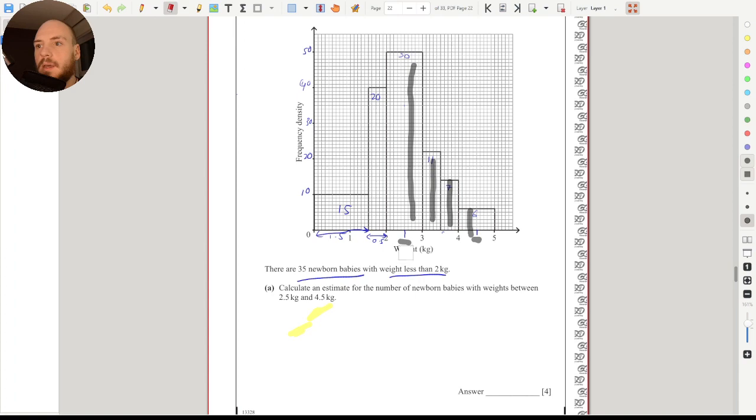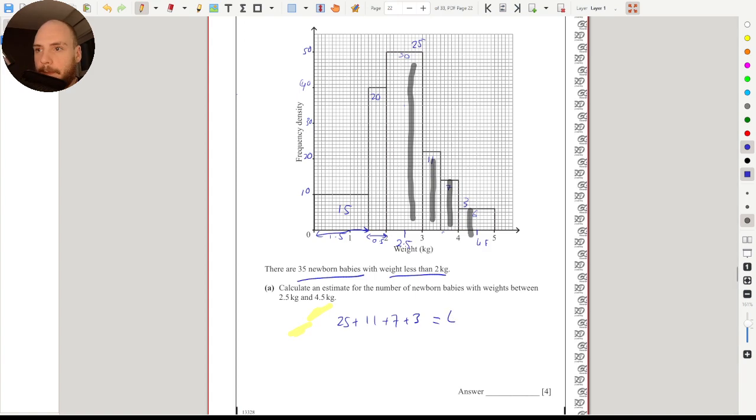Okay, so I'm going to rub that out, rub this out, get my pen, 2.5 here, and 4.5 here. I know this full shape is 50, so half the shape would be 25. I know this shape's 11, this one's 7. This full shape's 6, so half this shape would be 3. So it would be 25 plus 11 plus 7 plus 3, and that would give us 46.